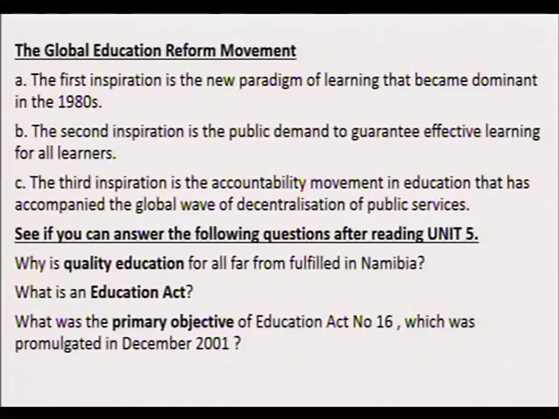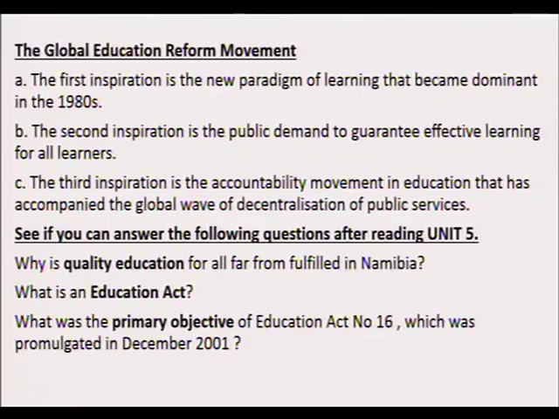Now, the global education reform movement deals with the following 6 aspects. The first inspiration in this movement is the new paradigm of learning that became dominant in the 1980s. The second inspiration is the public demand to guarantee effective learning for all learners. And the third inspiration that it deals with is the accountability movement in education that has accompanied the global wave of decentralization of public services.